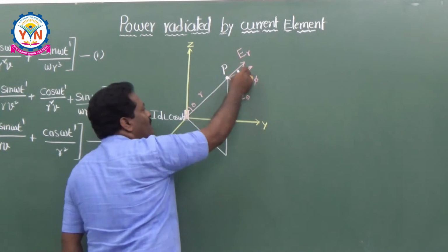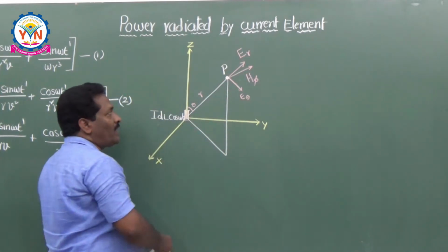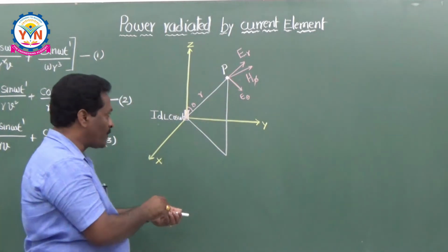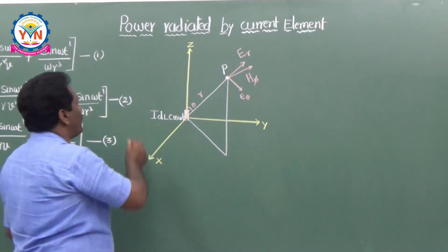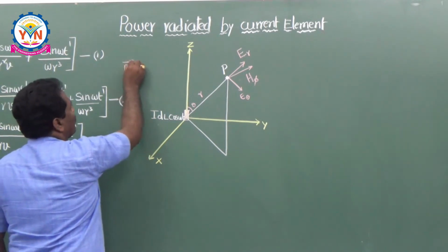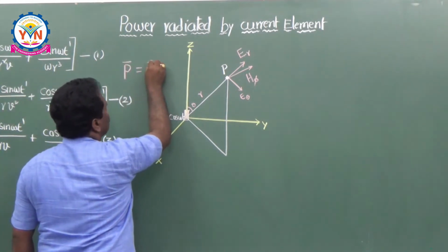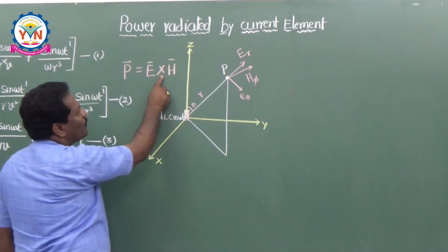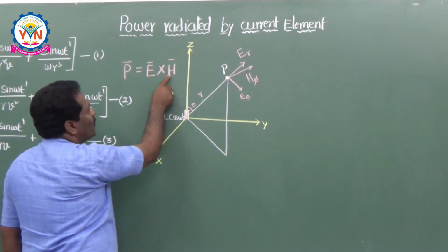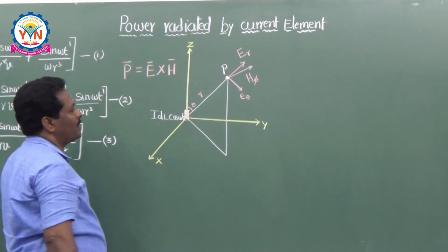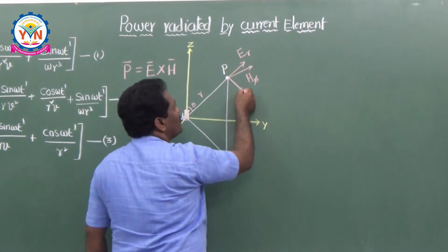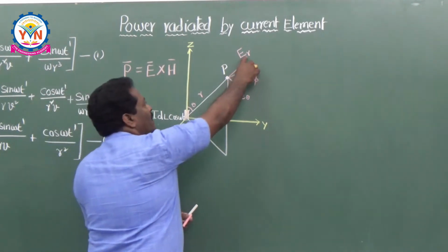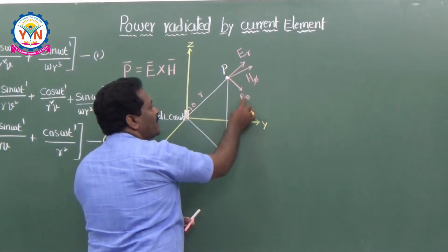Once these three fields are available, then definitely you can calculate the power radiated by this element by using the Poynting theorem. You know very well the Poynting vector P bar is equal to E bar cross H bar. So if you take the cross product of electric field and magnetic field, you are going to calculate the power here. But here, there are two electric fields and one magnetic field. So if you take E_R cross H phi, the power will be in theta direction.